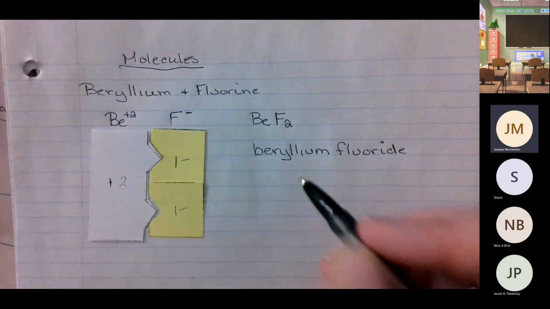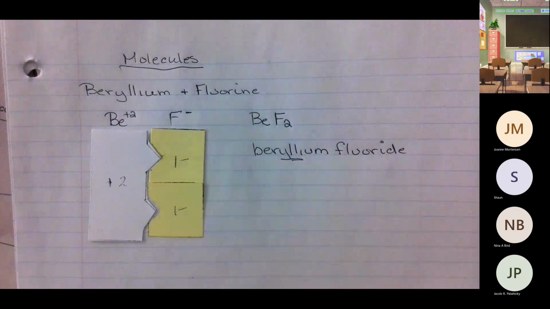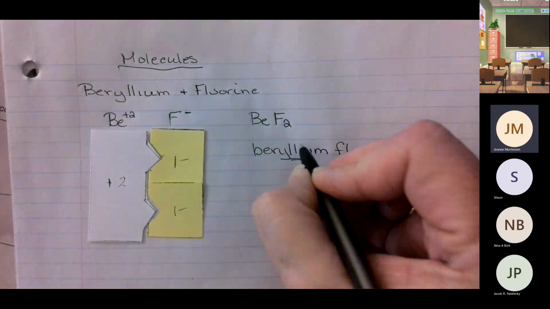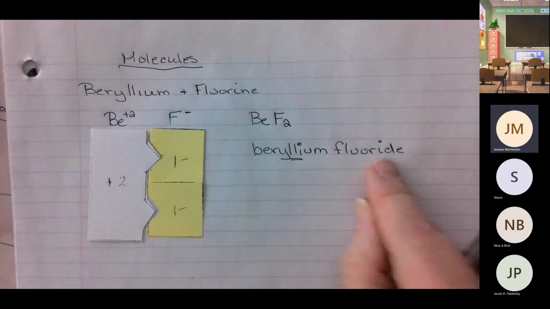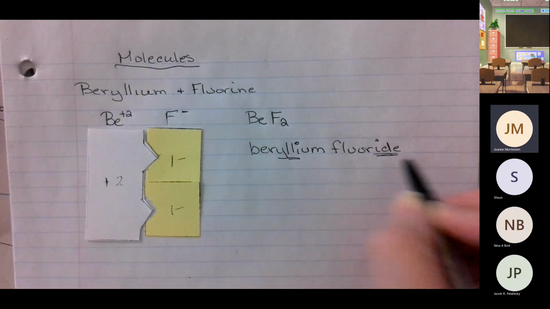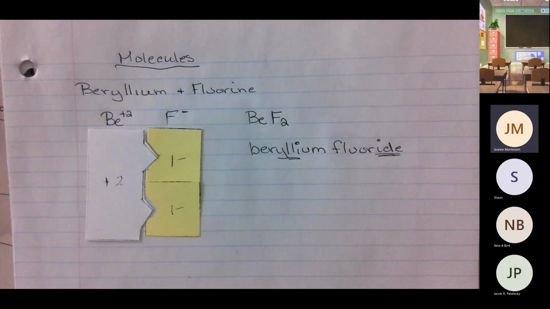The general rule is the first part is always the positive particle, even if I try and trick you and put the negative one first. Its name doesn't change, but the negative ion does change. So fluorine changes over to fluoride. When it ends in -ide, you know it's a charged particle. So ta-da, we made beryllium fluoride.